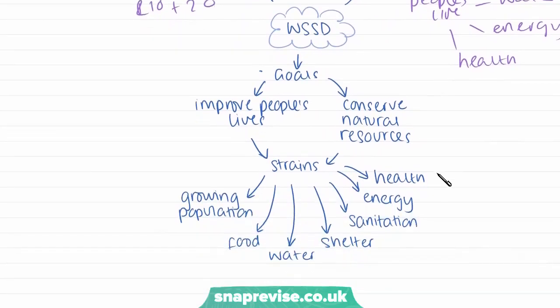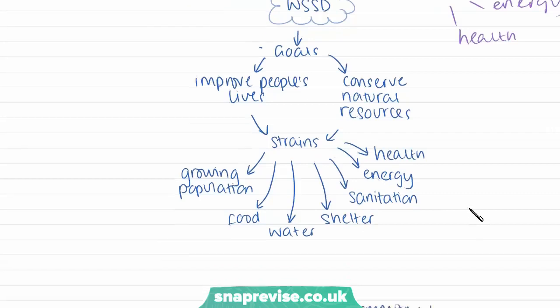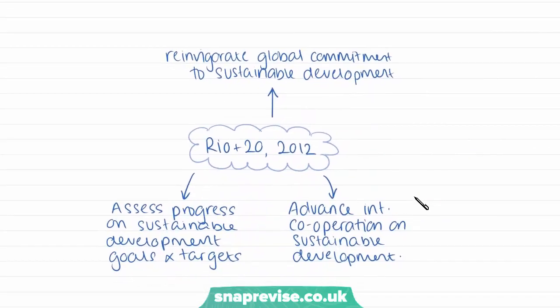So, as I mentioned before, the World Summit on Sustainable Development, which happens every 10 years, has goals that are typically to improve people's lives and conserve natural resources, and to deal with the strains on sustainability such as health, energy, sanitation, shelter, water, food, and growing populations. So it tackles all these issues in order to achieve sustainable development. So just to recap on Rio +20, which occurred in 2012, its aims were to reinvigorate global commitment to sustainable development, advance international cooperation on sustainable development, as well as assessing progress on sustainable development and targets.